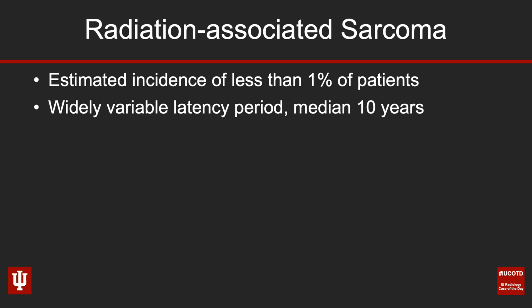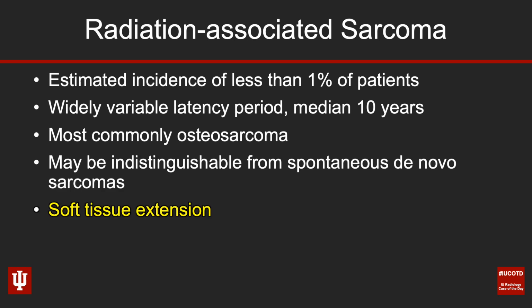Radiation-associated sarcomas most often occur at the edge of the radiation field due to damage to reparative mechanisms without overt cell death. There also appears to be a threshold dose, with treatments less than 10 gray being unlikely to become complicated by sarcoma. The most common histologic subtype of radiation-associated sarcoma is osteosarcoma, and most are poorly differentiated or high-grade. Radiation-associated sarcomas are often indistinguishable from spontaneous de novo sarcomas without being supplied a history of radiation treatment. However, soft tissue extension is a typical feature.